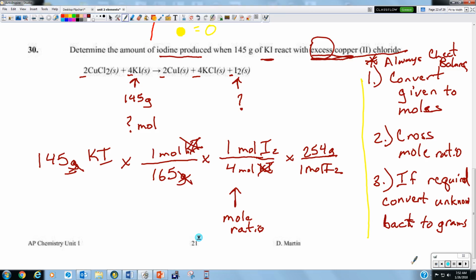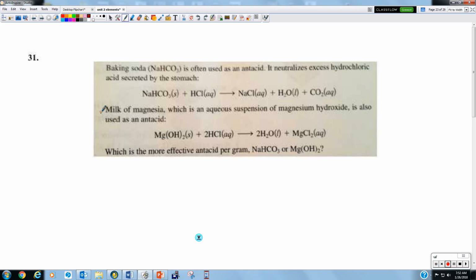So let's look at the next one, and I'm going to get y'all to work this one. Go ahead, take a minute, and try to work this one on your own. So, check for balance, and then solve the problem. I'll read it off and then let you take a moment.